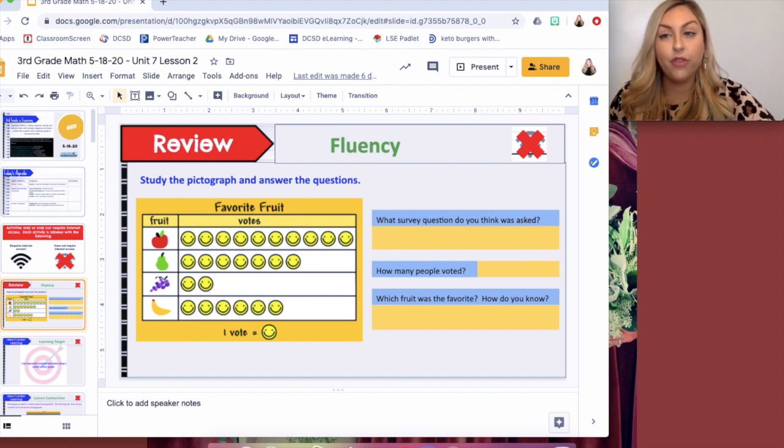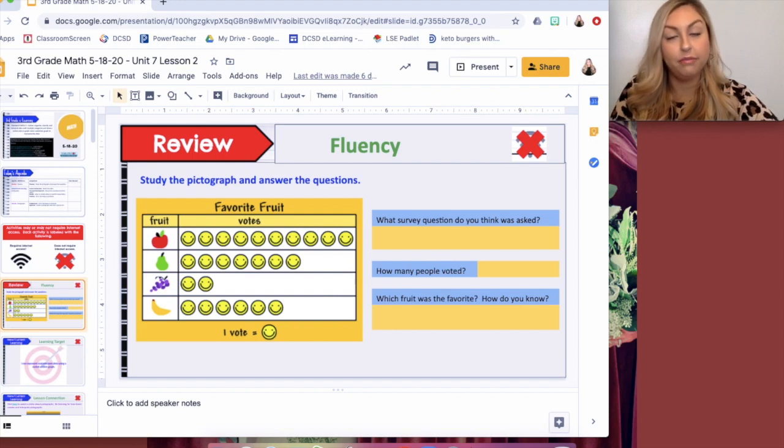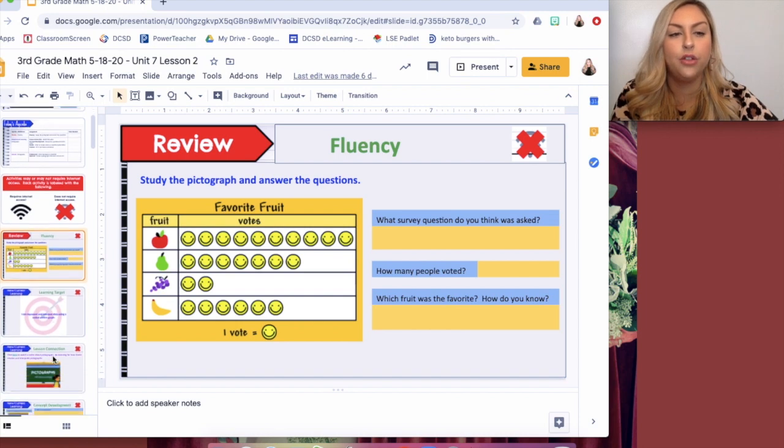It says how many people voted. That's where you're going to need to look at that key to know exactly how much each smiley face is worth. And then the last question says, which fruit was the favorite? How do you know? So you're going to write that in the yellow text boxes there on the screen.